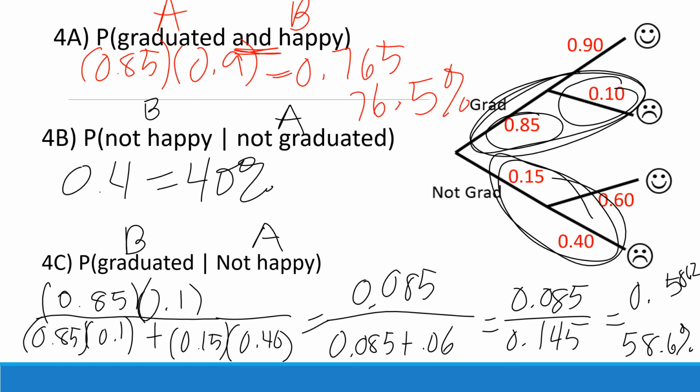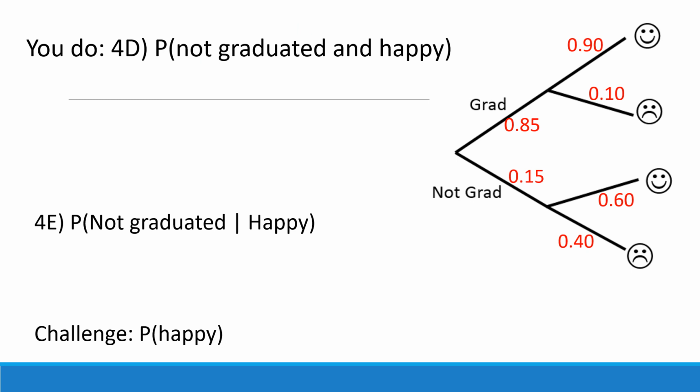Okay, then I want you guys to try these next two, 4D and 4E. Check your answers with mine for the answer key. And then the challenge part is happy. What is the probability that they are happy?